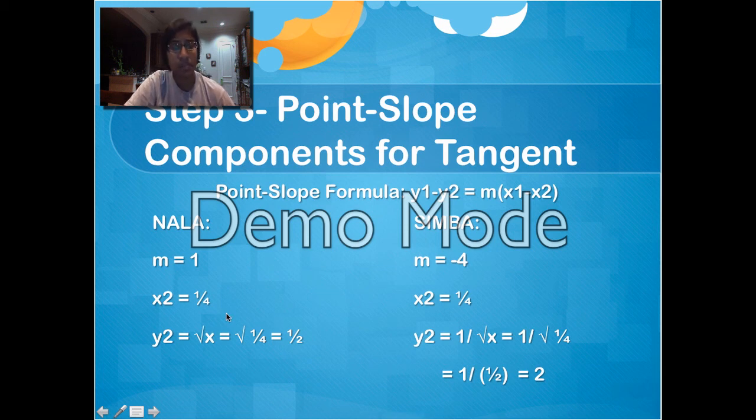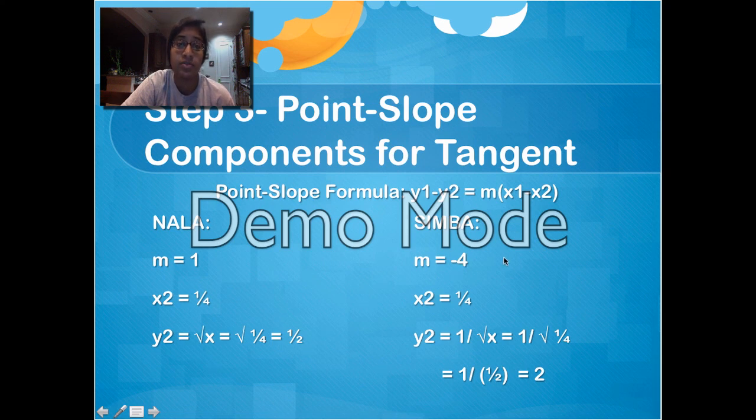And so we need to find the original y-coordinate, and to do that, we're going to have to plug in the original x-coordinate into the original function. So what we're going to do is plug in 1/4 into the original functions for Nala and Simba's original paths. So Nala's original path was y equals root x. And so we're going to plug in 1/4 for x, and we get the y-coordinate to be 1/2.